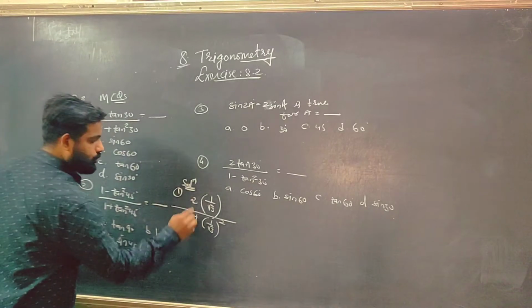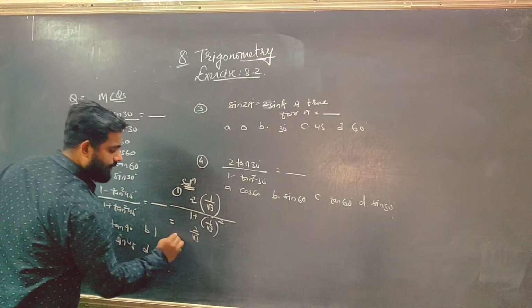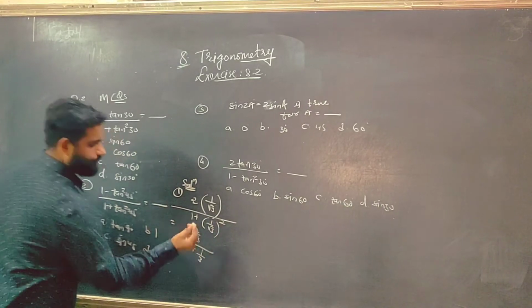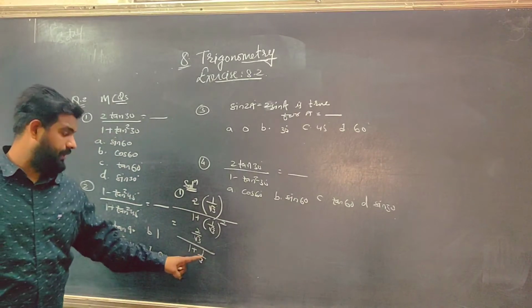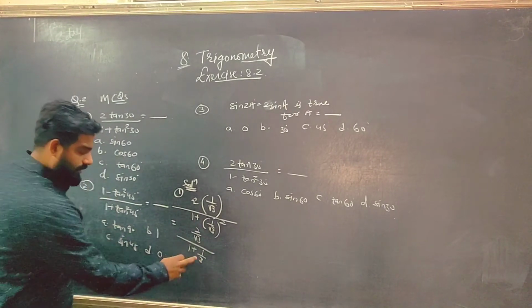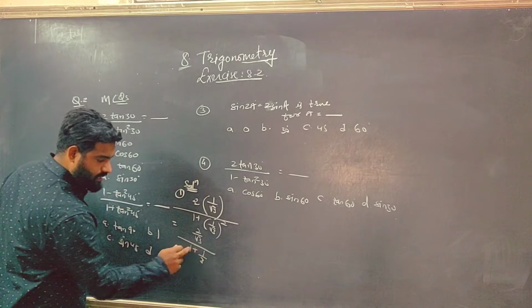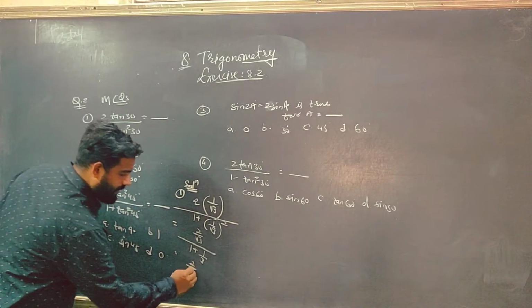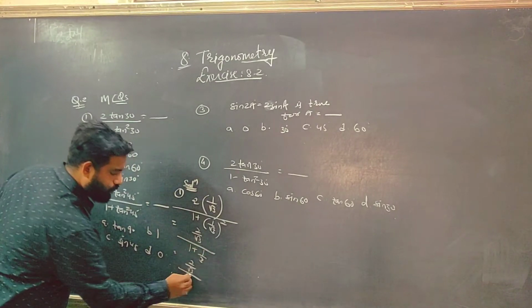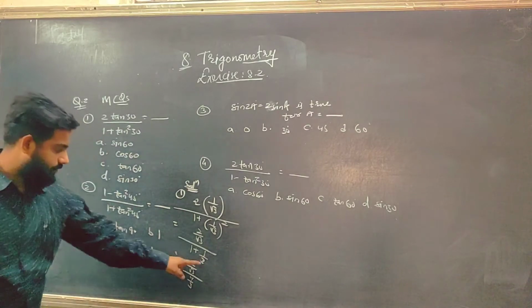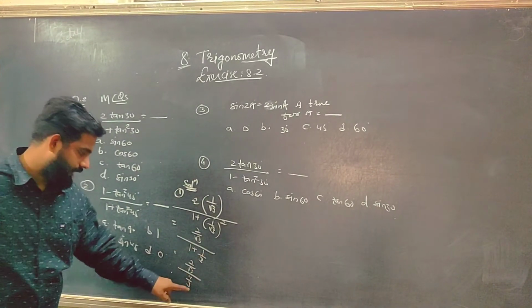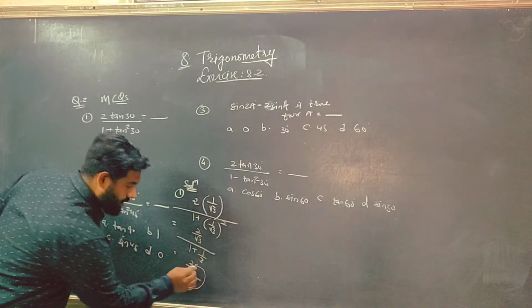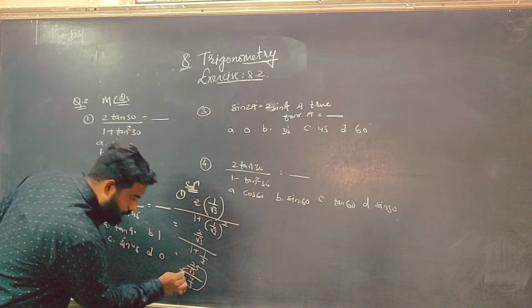So 2 into 1, 2 by root 3, upon 1 plus 1 square is 1, root 3 square will give you 3. Now, here people have a lot of confusion. Because there are 2 terms, you have to take the LCM first. So 3 ones are 3, 3 plus 1, 4 by 3. Now this 3 is the denominator of the denominator, so it will go into the numerator, and the denominator of the numerator will go into the denominator.